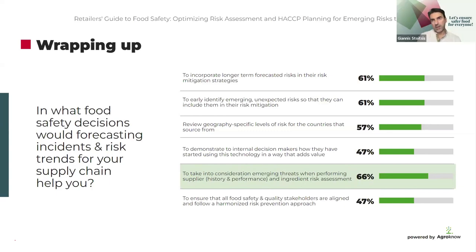Actually, I would expect something like that, because I hear it a lot working with retailers and companies in the food industry, that usually these companies have incidents because they cannot identify these emerging threats early. So it's this reactive approach that leads to incidents. But I see also other very interesting and very important findings here. So it's very useful. Thank you for sharing this.